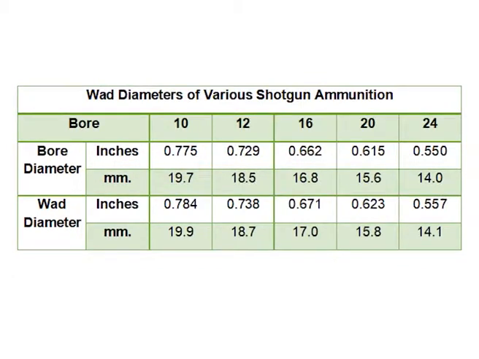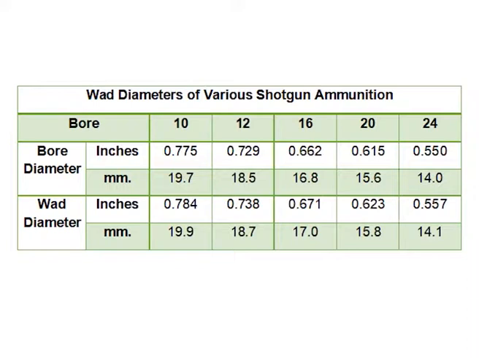Let us discuss the wad diameters of various shotgun ammunition. Coming to the size of bore 10, the bore diameter in inches is 0.775, while in millimeters it is 19.7, and the wad diameter is 0.784 inches and 19.9 millimeters. For bore 12, the bore diameter in inches is 0.729, while in millimeters it is 18.5. And the wad diameter is 0.738 inches and 18.7 millimeters.